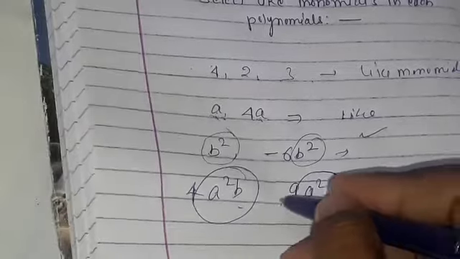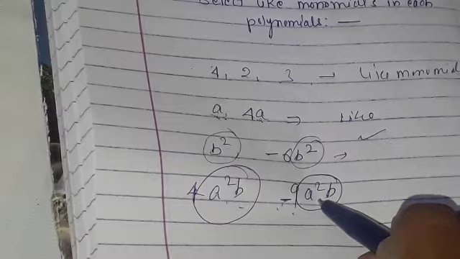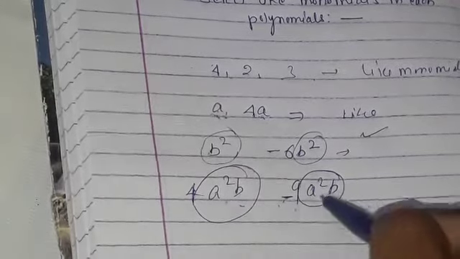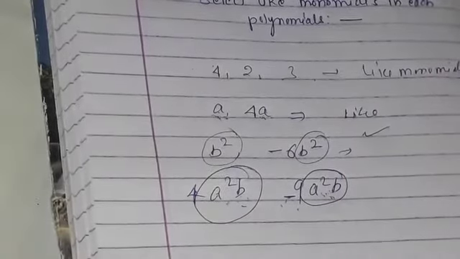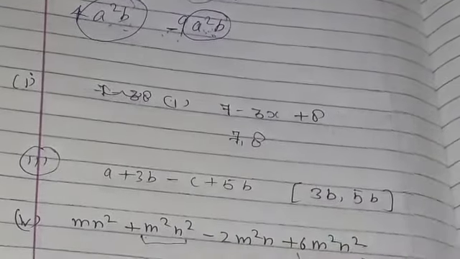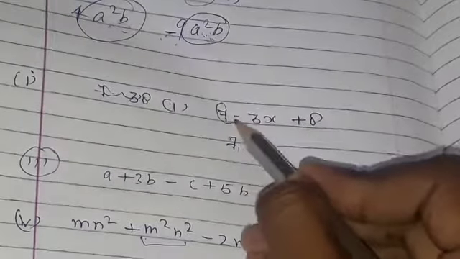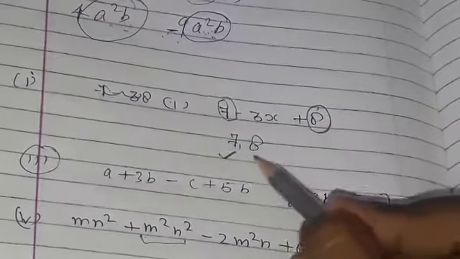So if there is any minus sign, there is no change in the like monomial. It means, class, you only concentrate on your variable. If your variables are the same, then we can say it is your like monomial. Now class, 7 minus 3x plus 8. Here you can see, I told you earlier, numeric values are also like monomials. So 7 and 8 are your like monomials.